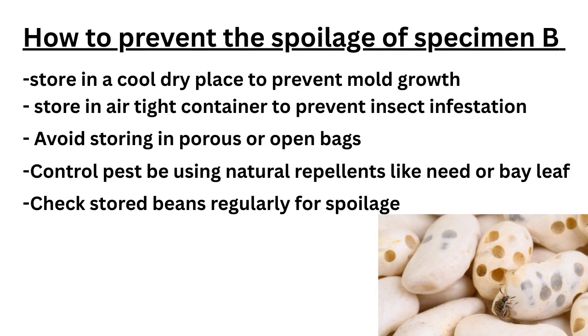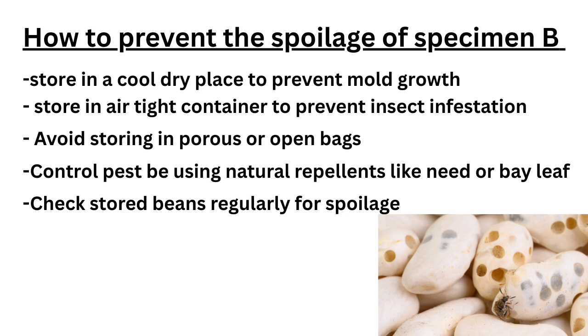Now, how do you prevent the spoilage of specimen B? This question is likely to come out. Number one, you store in a cool, dry place to prevent mold growth, that's fungal growth. Secondly, you store in an airtight container to prevent insect infestation. Thirdly, avoid storing in porous or open bags. That's bags with pores. Avoid storing in such bags.